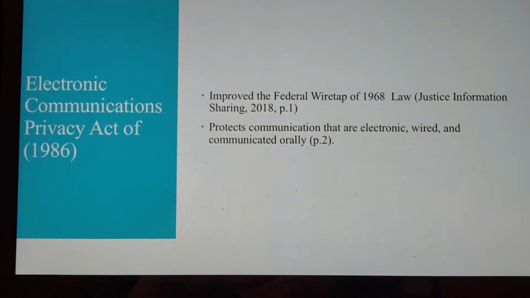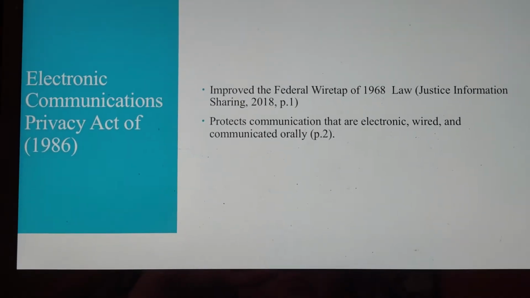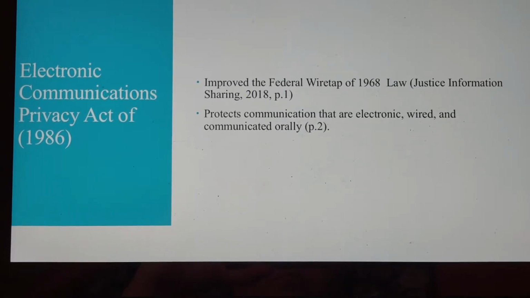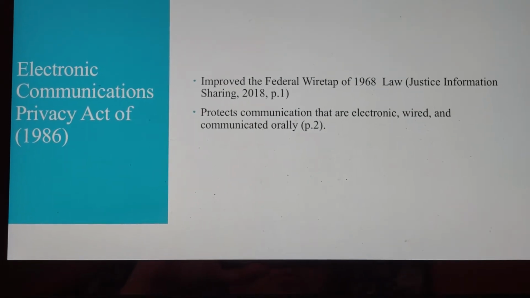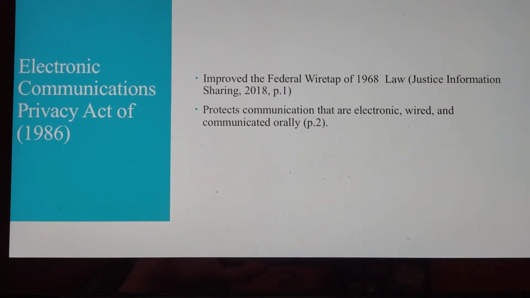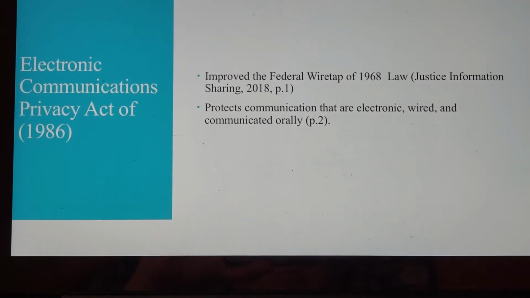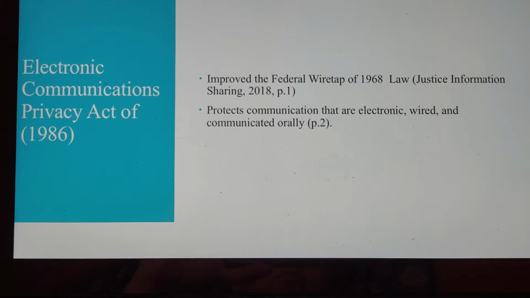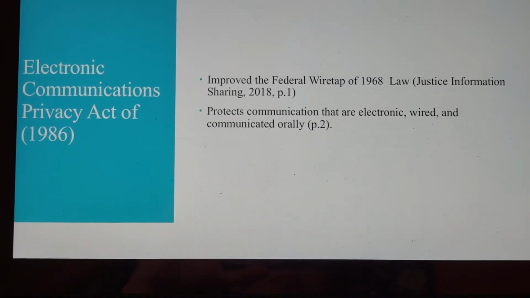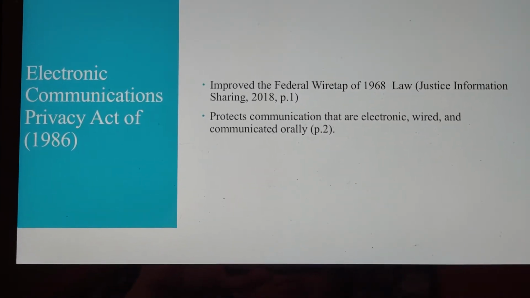The Electronic Communications Privacy Act of 1986 is the final federal legislation we are going to discuss, and it protects communications that are electronic, wired, or oral during the transfer of personal information. The Federal Wiretap Act of 1968 was originally due to the interception of telephone calls and interrupting conversations. However, when the Electronic Communications Privacy Act of 1986 was created, it then added electronic communications to keep up with the age of technology. Therefore, it protects any form of personal information that is stored and communicated electronically, wired, or orally through the phone or in person.